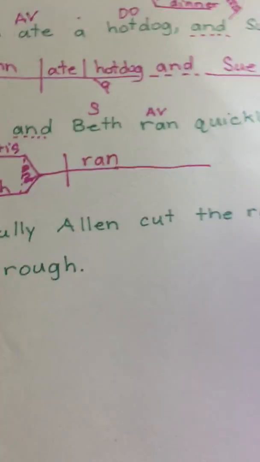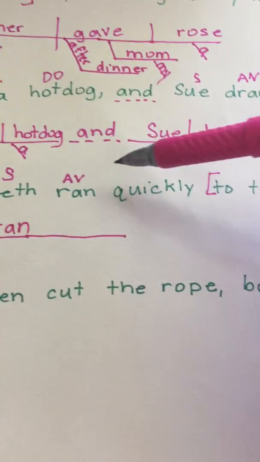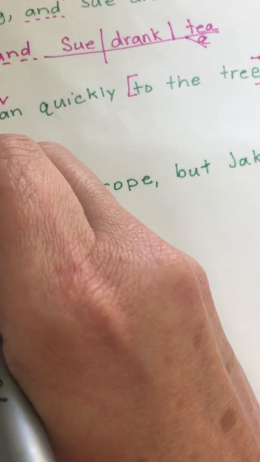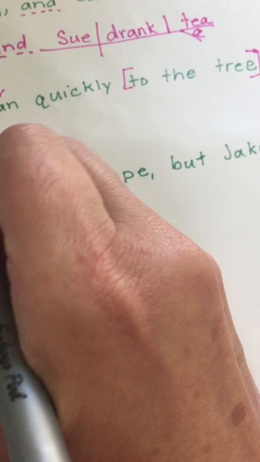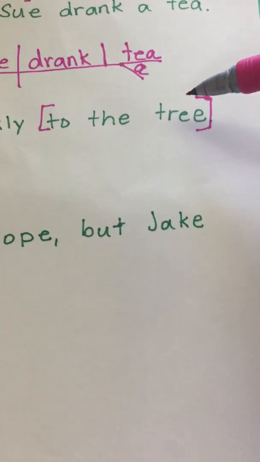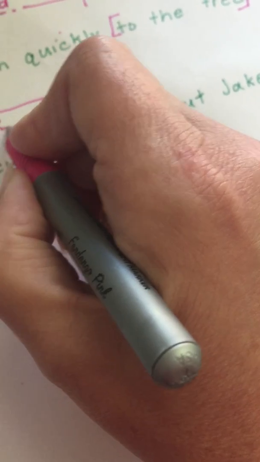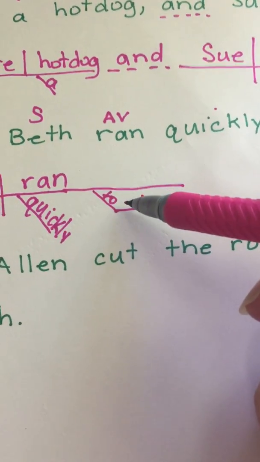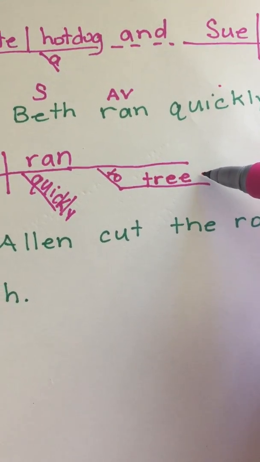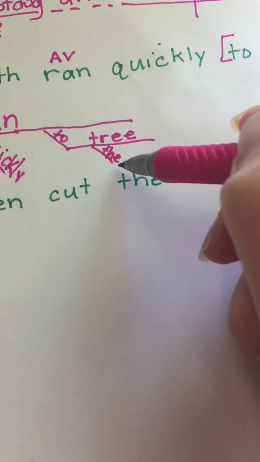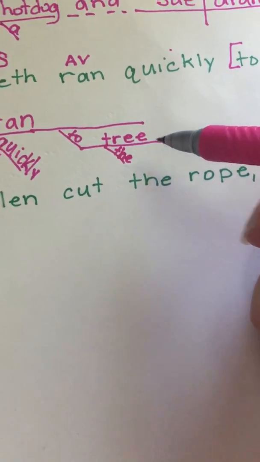Okay, so that's all we can have for now. So let's go back and look at ran quickly. Quickly tells us how they ran. How lets you know that's an adverb. So I've got that taken care of. To the tree, that tells us where. Where is also an adverb. Remember, your preposition comes on the slanted line. Object of the preposition is on the straight line. Any adjectives are diagrammed on a diagonal line coming out of that object of the preposition.